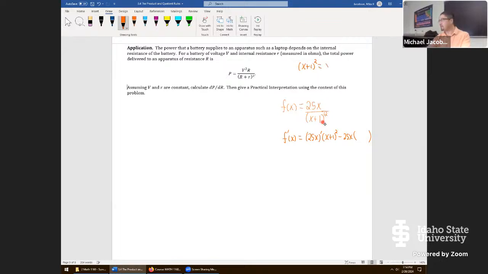You just FOIL it out. That's x squared plus 2x plus 1. And I forgot my prime symbol there, so there it's copied in. That's what you're differentiating. X squared plus 2x plus 1.